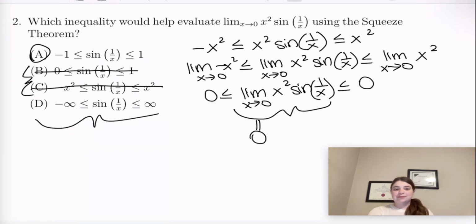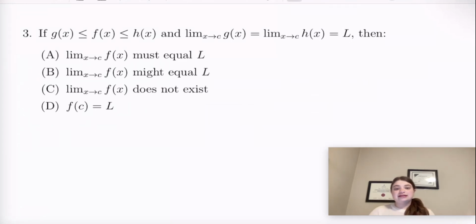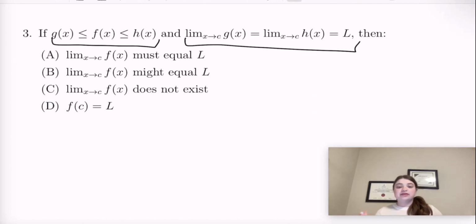All right, let's move on to example 3. So example 3 says if g of x is less than or equal to f of x less than or equal to h of x, and the limit as x approaches c of g of x is equal to the limit as x approaches c of h of x is equal to L, then what? So for this one, really they're just asking for the definition of squeeze theorem. That's all this question is asking for, luckily. We know from squeeze theorem that if these two hypotheses are the case, then the limit as x approaches c of f of x must also equal L. Okay, so it's A. It must equal L.